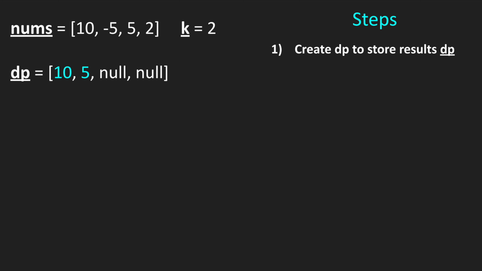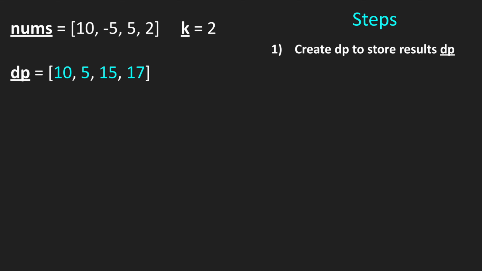So how about the third one? For the third one, we can reach it either from index 0 or from index 1. So we take the maximum of 10 plus 5 or 5 plus 5, so 15 and 10. 15 is more than 10, so we reach the second index from index 0, because in that case we get the maximum value.